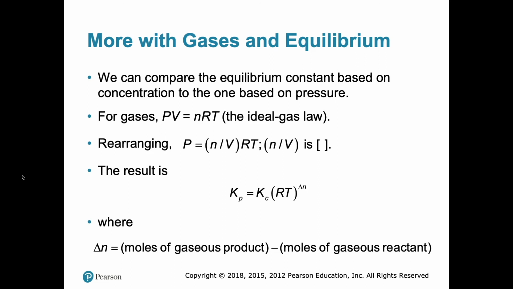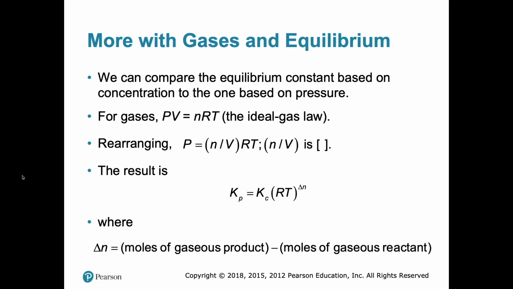So knowing all that now, we can say that the equilibrium constant for pressure is equal to the regular equilibrium constant using concentration multiplied by what? The ideal gas constant and the temperature to the change in the number of moles. And what is the change in the number of moles? It's exactly what it sounds like. It's the number of moles of the gas product minus the number of moles of the gas reactant, right?